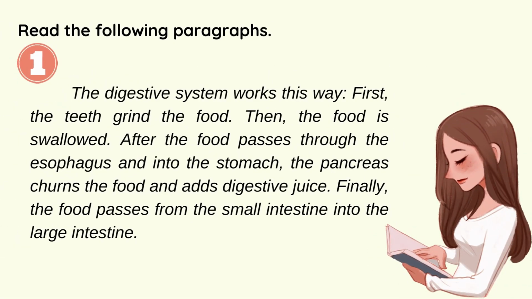Let's have another paragraph to read. First paragraph. The digestive system works this way. First, the teeth grind the food, then the food is swallowed. After the food passes through the esophagus and into the stomach, the pancreas churns the food and adds digestive juice. Finally, the food passes the small intestine into the large intestine.